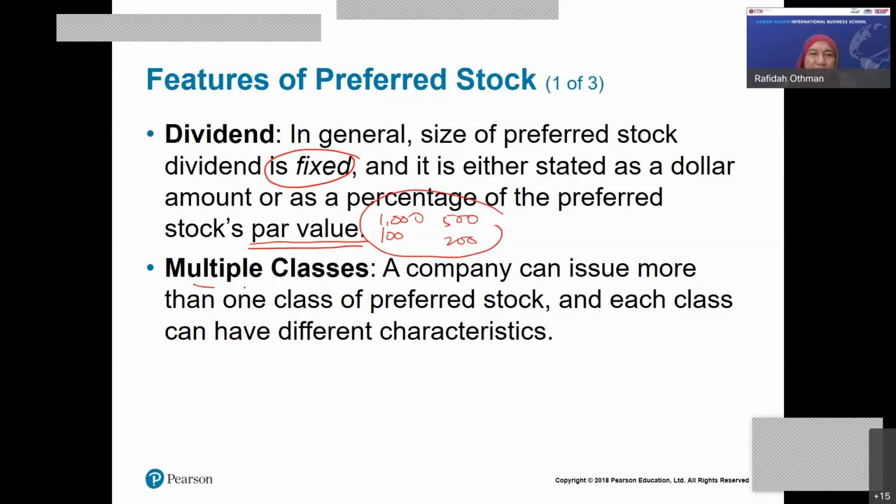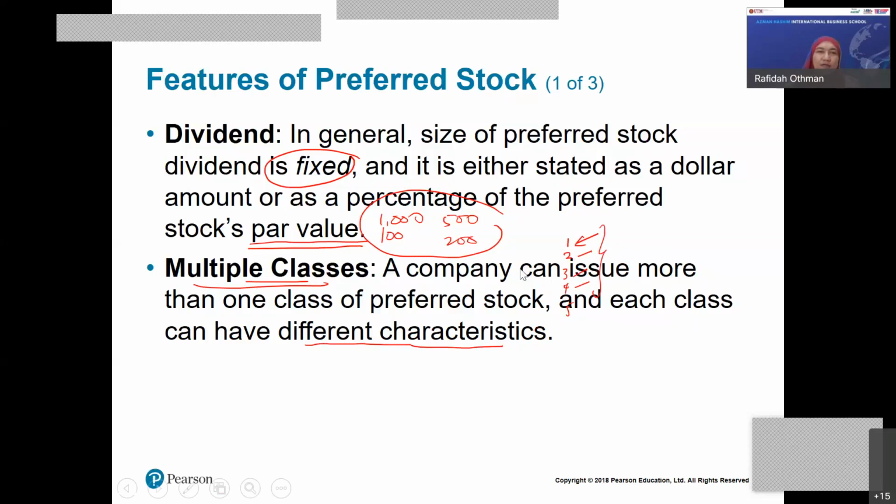Multiple classes means that a company can issue multiple preferred stocks. If they have preferred stock issue 1, issue 2, issue 3, issue 4, or whatsoever, then issue 1 may have a different dividend payout compared to the second, third and fourth. Each of these has different terms, so that's why they call it a different characteristic.